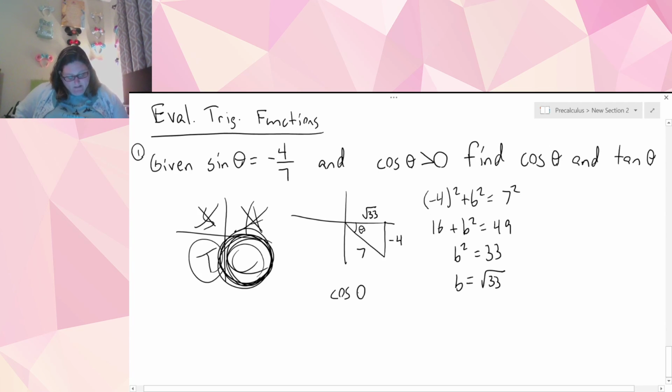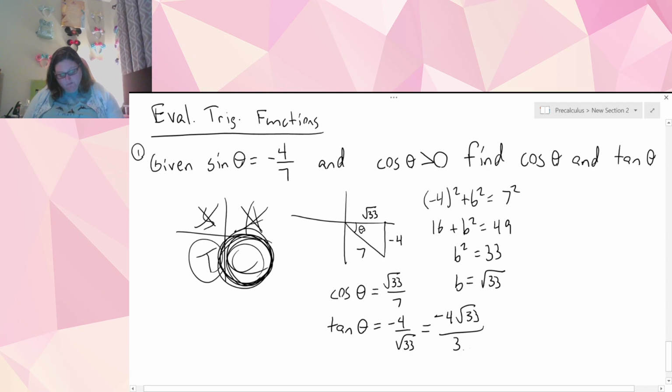So finding cosine of theta, we're going to do adjacent over hypotenuse, so that's the square root of 33 over 7. And tangent of theta is opposite over adjacent, so negative 4 over the square root of 33. And when we rationalize our denominator, we get negative 4 square root of 33 over 33. So that is how we use reference angles and CAST, as I call it, to calculate trig values of any trig function that you're given.